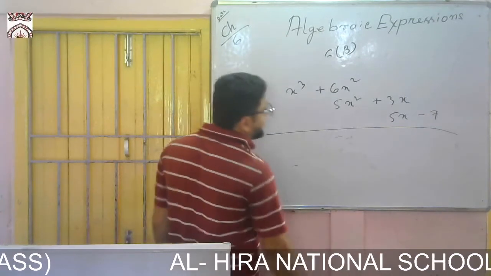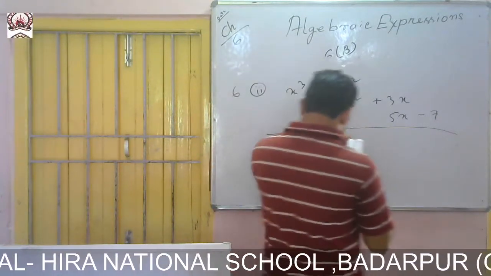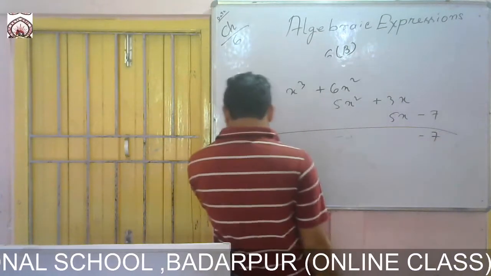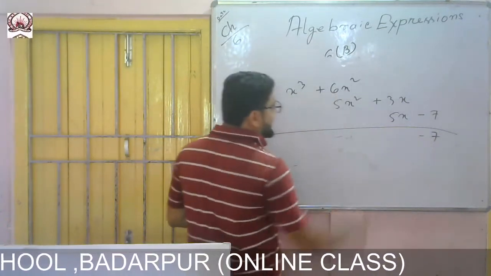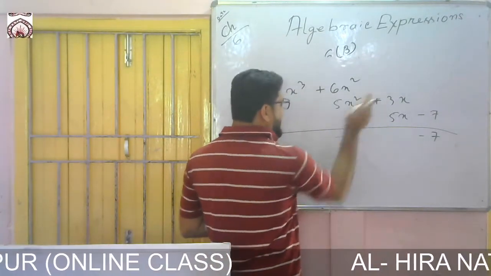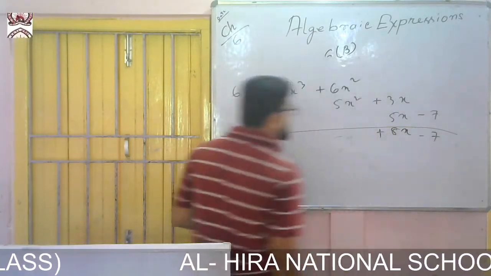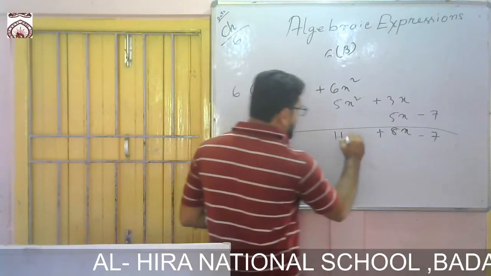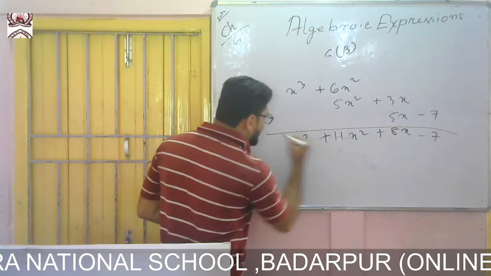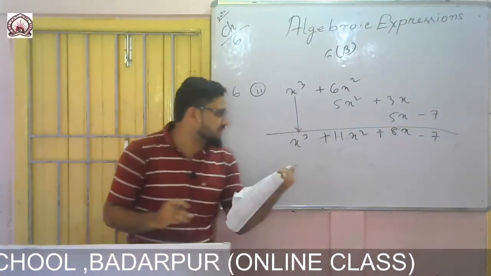So first you see here nothing is there. That is directly minus 7. Here plus. Here nothing is there, that means plus. Plus plus plus. 5 plus 3 is 8x. So plus 8x. Here 6 plus 5, 11. So 11x square, so it will be plus. And here nothing is there, so x cube will come directly here. So x cube plus 11x square plus 8x minus 7.